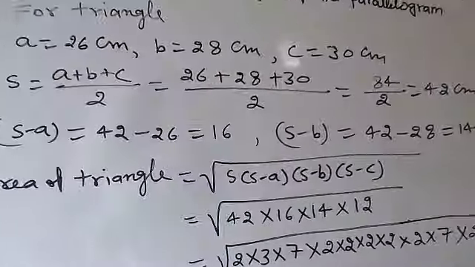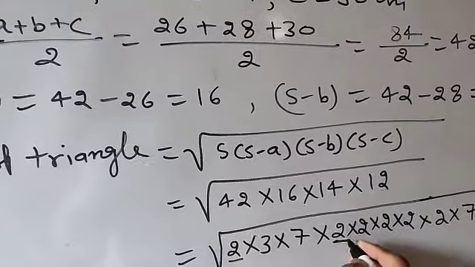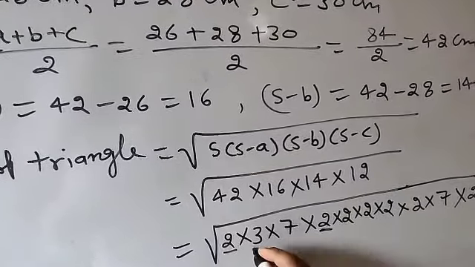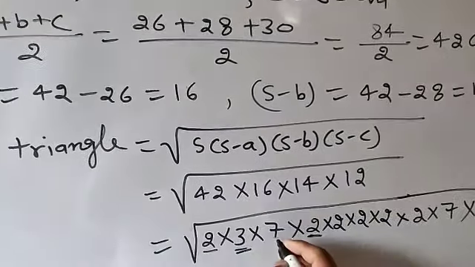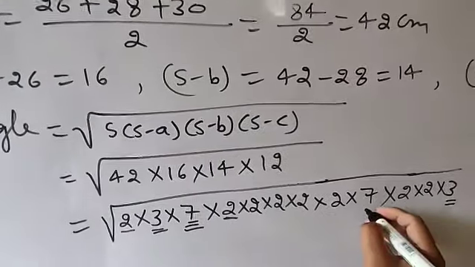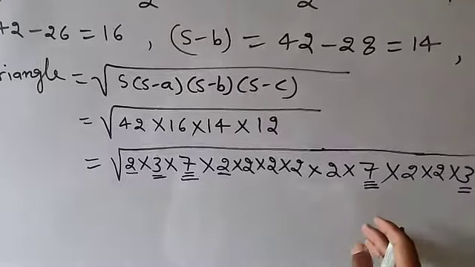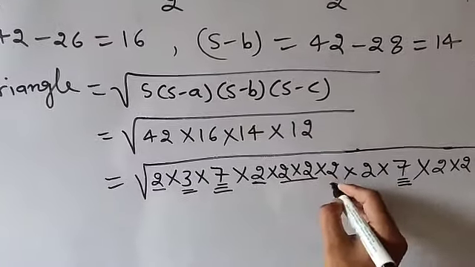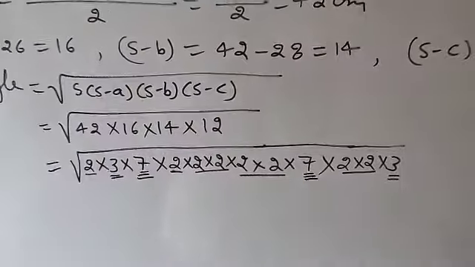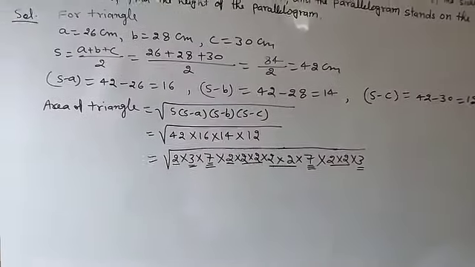Now make the pairing. Here 2 is there, here it is 2, so 2 is in a pair. Now here it is 3 and here it is 3, so 3 is also in a pair. Here it is 7 and here it is 7, so 7 is also in a pair. Now you will make the other numbers pair. Here 2 is in a pair, 2 is in a pair, and this 2 is in a pair. So here all the numbers are in pairs.